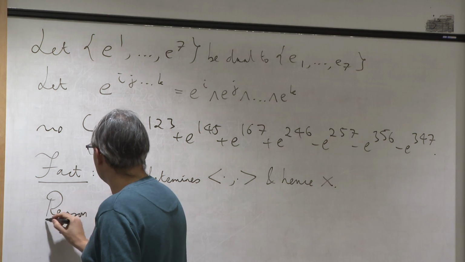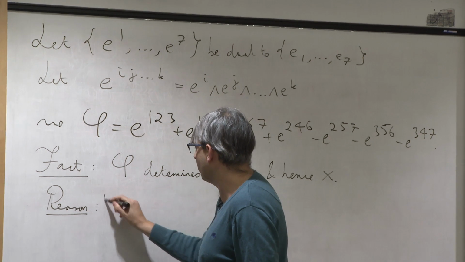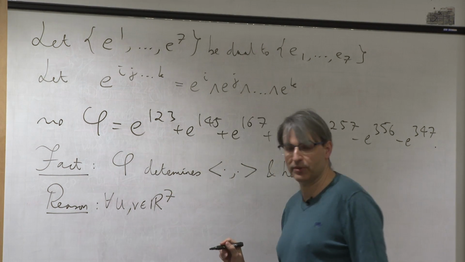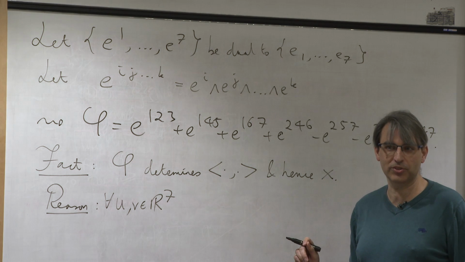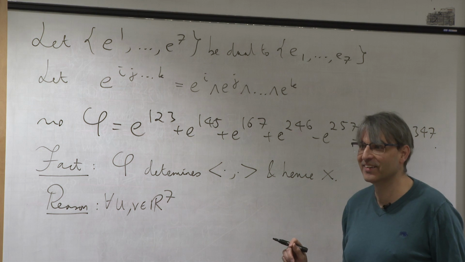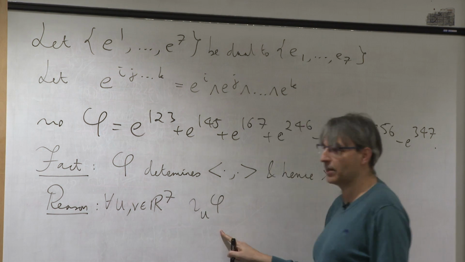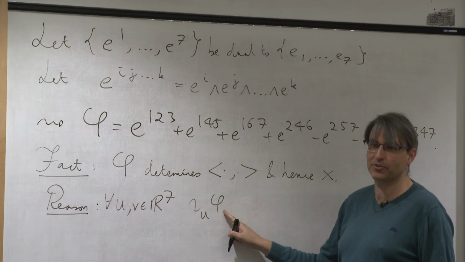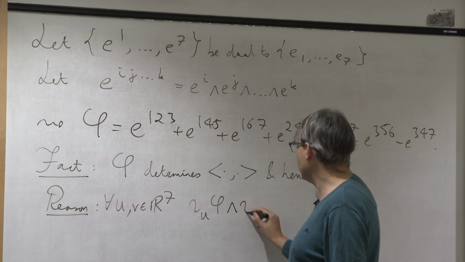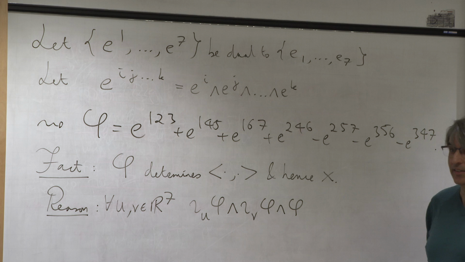You'll have to tell me what your notation was from differentiable manifolds, but suppose I have u and v vectors in R7. How do you denote interior product with a vector? Do you write i_u or do you write hook? Like iota. Iota, yep, okay. So let's do that: iota u phi. This means I put u in the first entry in phi. So if I do iota u phi, and I wedge it with iota v phi, and wedge it with phi again, what's going to happen?